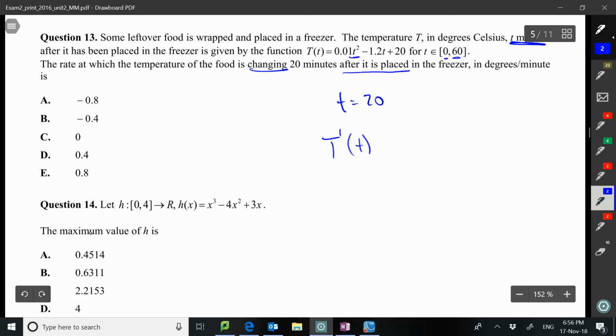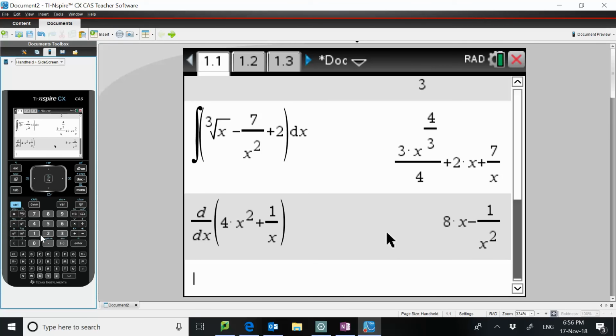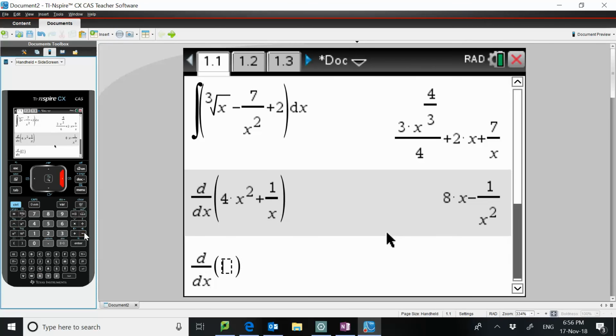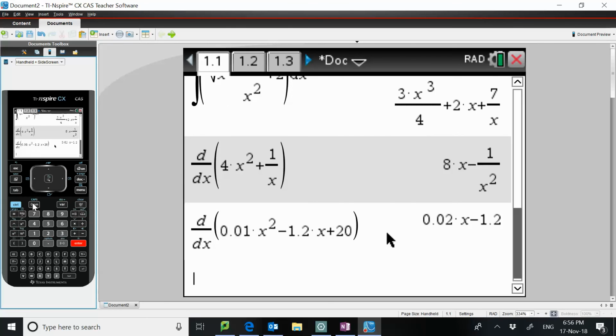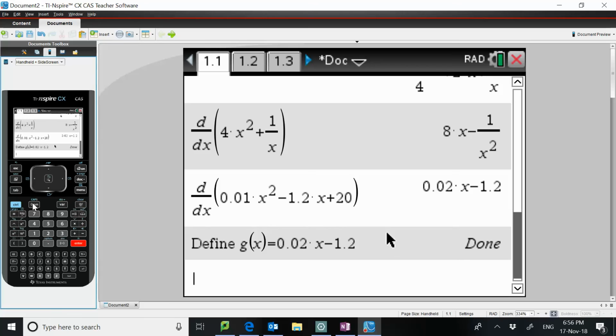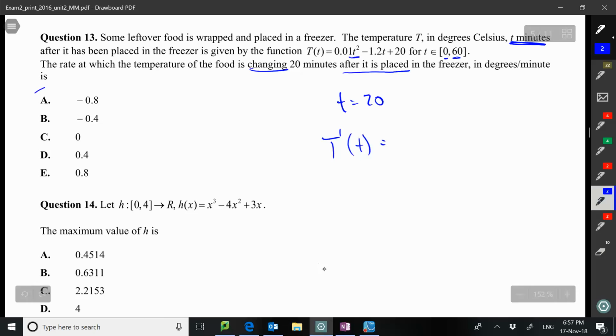Okay, so T dash of t, if you just type in your calculator, derivative of, I'm not going to call it t anymore, I'm going to go 0.01 times x squared, minus 1.2 times x, plus 20. I think that should be fine. So that's the derivative. I'm going to define the derivative as g of x. So highlight that, press enter, enter again. Now that's my derivative. If I type g of x, that's my derivative. And I wanted to find the derivative when x is 20. So g of 20 is negative 0.8, so the answer is A. Okay, that's essentially what that is.